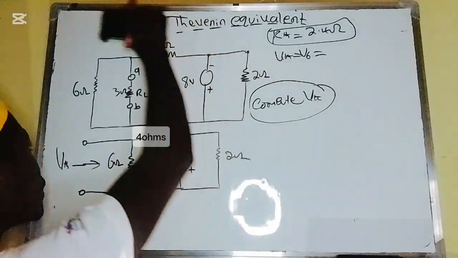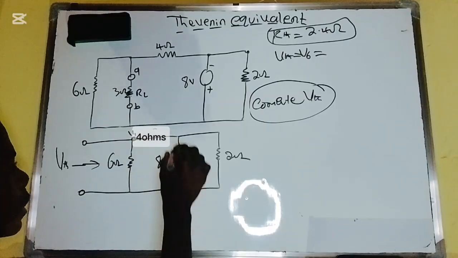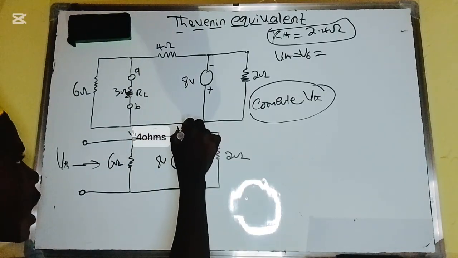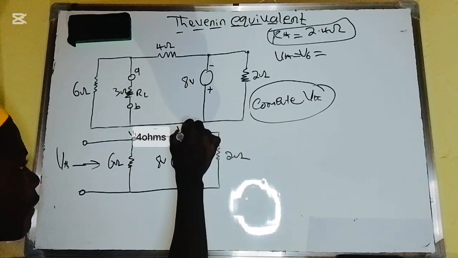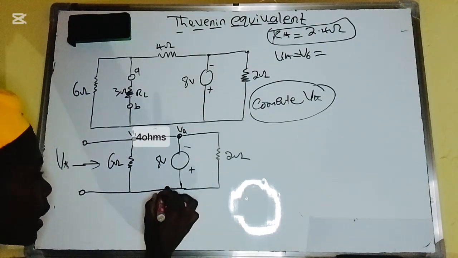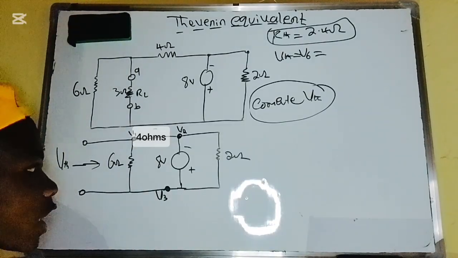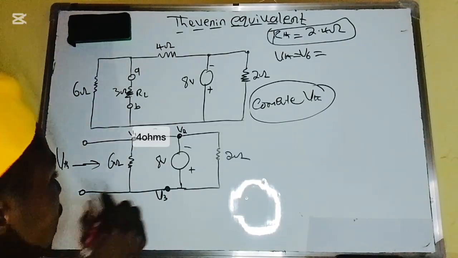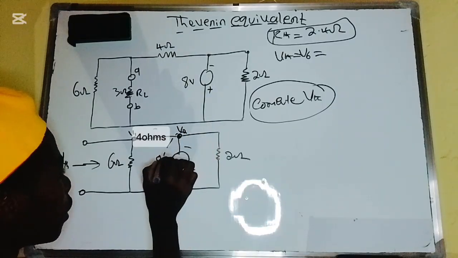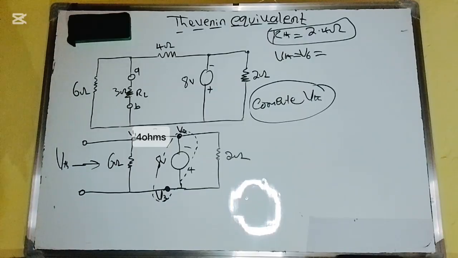So the next thing that I'm going to do here is take a look at this and say, let's call this V1. Let's call this V2 or V Thevenin, and let's take this node as V3. We all know each point if I carry it will give me 0. But you have to take a look at this and say this is a supernode.